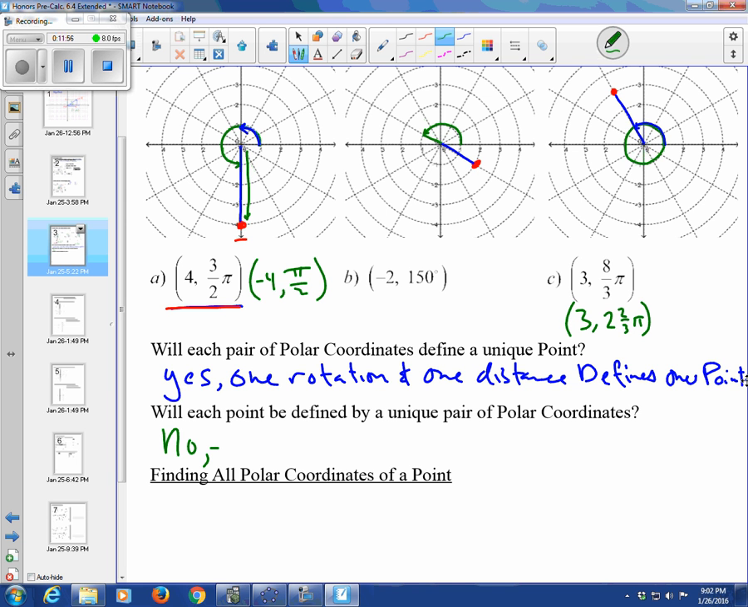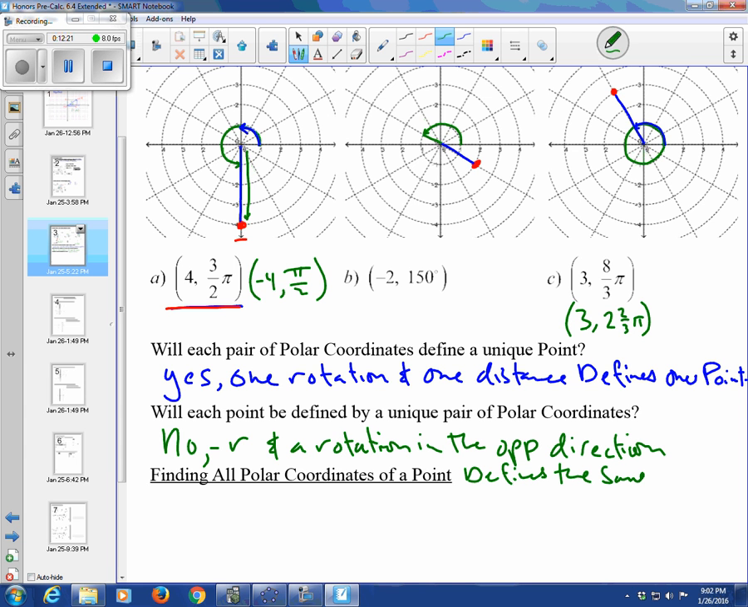And we could say a negative r and a rotation in the opposite direction defines the same point.